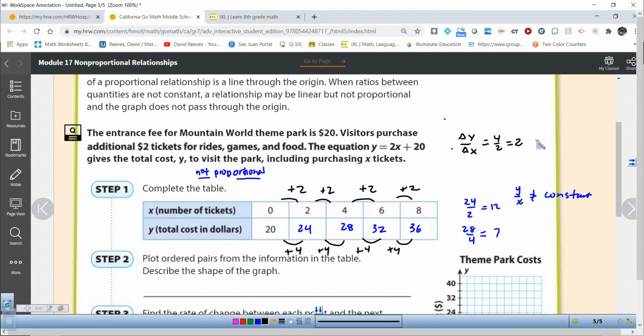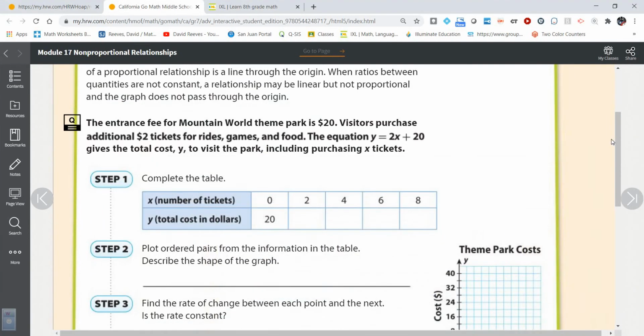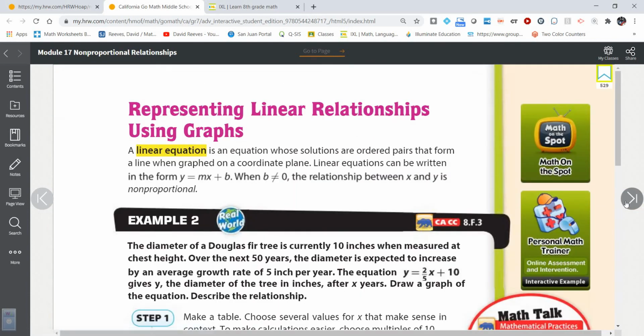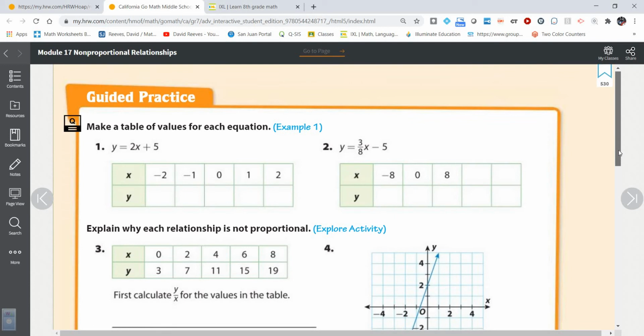So we have a constant rate of change. That is our slope. That's what makes it linear. So it's linear but non-proportional, right? And if we were to graph those points, we would get a straight line. So let's skip over here.